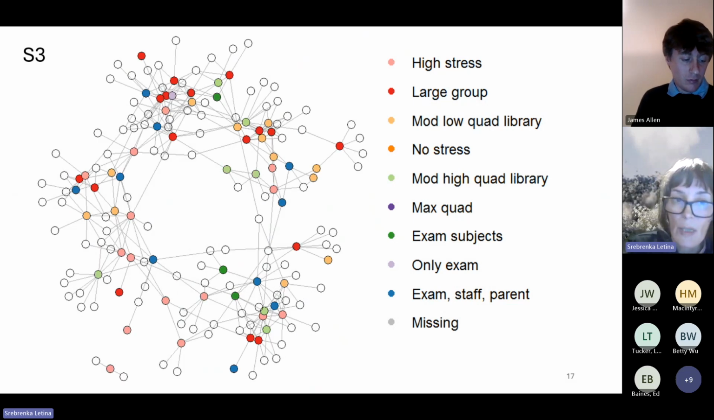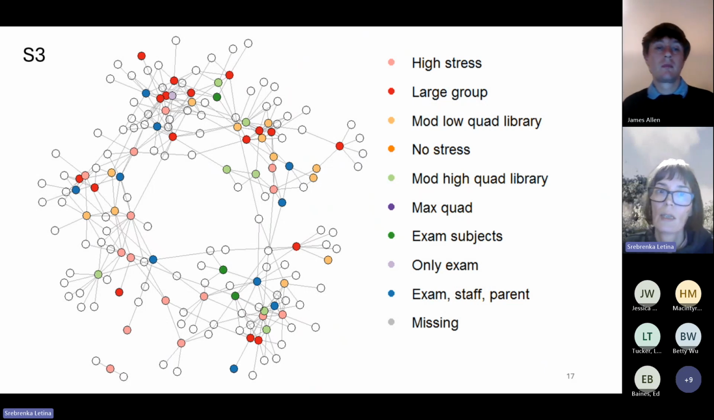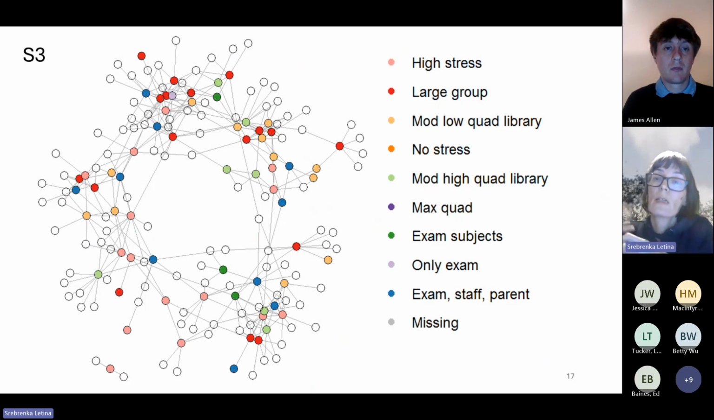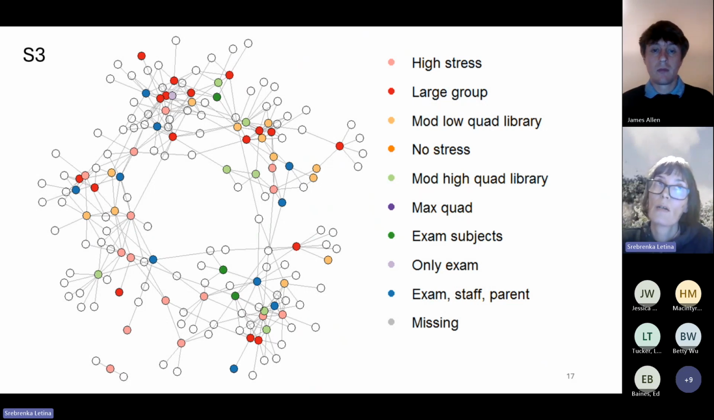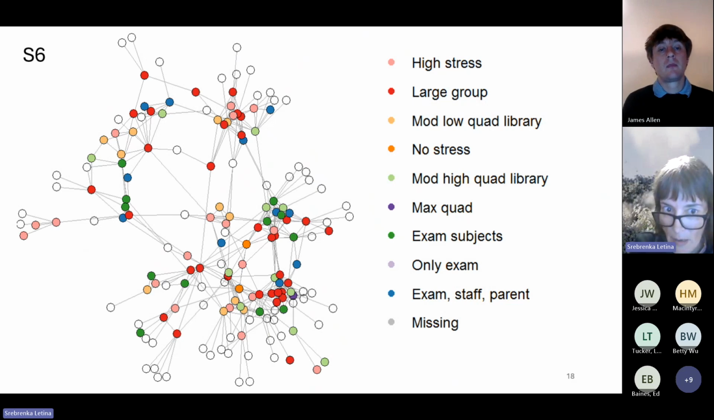For school year 3, again, you can notice some of the tendencies. So that colors of the same colors tend to be together, especially the pink ones and the red ones and the blue ones, which I described to you, suggesting that friends have a tendency to find similar situations stressful. And this is for school year 6. So, another way in which you can use unsituated network with situated information.